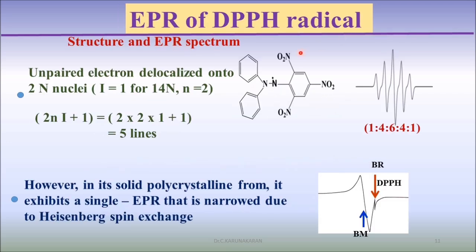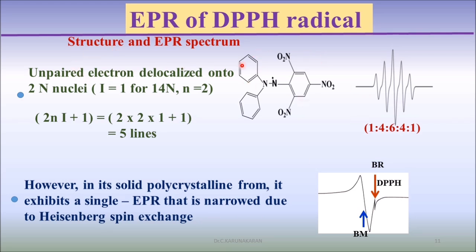Here we will study the EPR of the DPPH radical. It is an EPR reference compound, similar to TMS. Tetramethylsilane is the NMR reference compound. Diphenyl picryl hydrazyl radical is a reference for EPR. It is a field marker. For example, this is the EPR spectrum of an exchange coupled copper complex. This is the DPPH signal. In the solid state, it occurs as a singlet. It exhibits a single line because of exchange narrowing due to Heisenberg spin exchange.